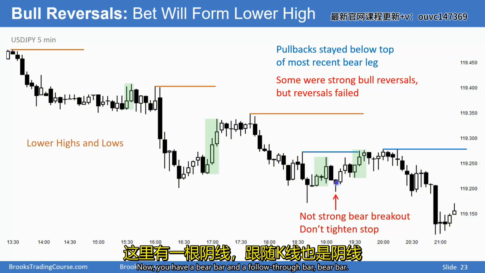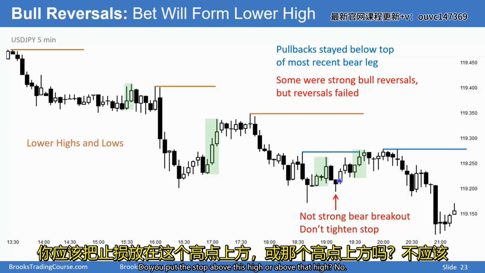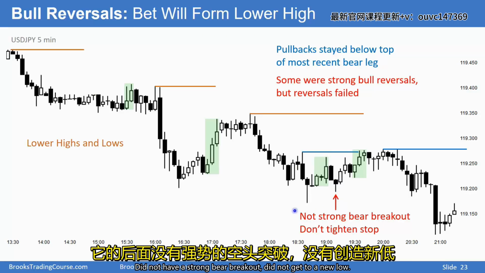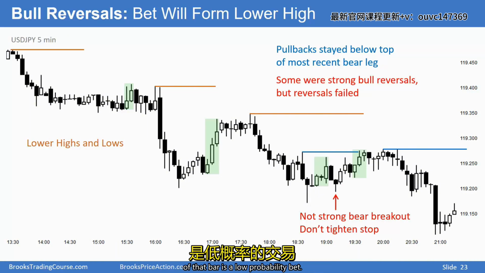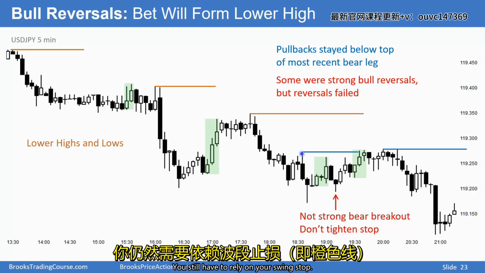Now, you have a bear bar and a follow-through bar, bear bar. Do you put the stop above this high or above that high? No, this is a minor lower high. Did not have a strong bear breakout, did not get to a new low, and therefore putting a stop just above the high of that bar is a low probability bet. You're throwing money away. You still have to rely on your swing stop.